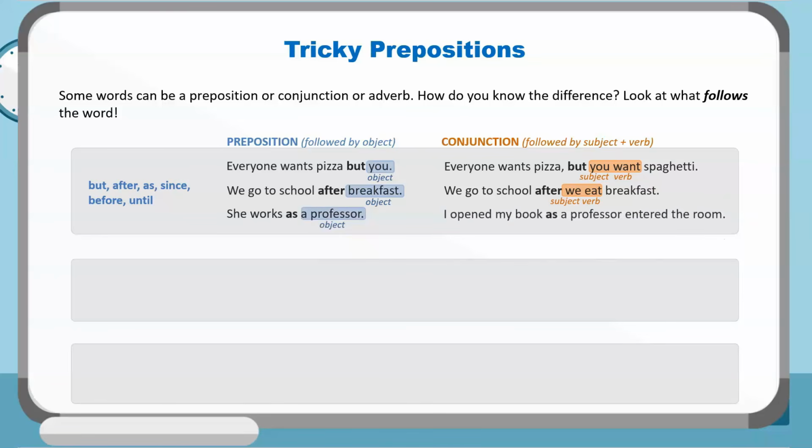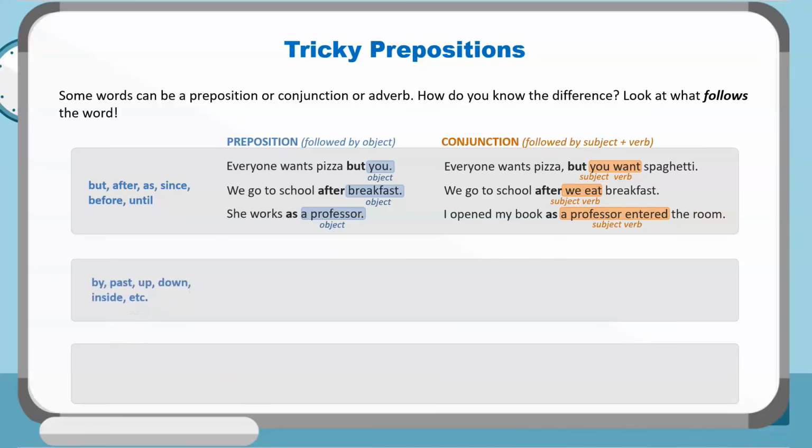Look at this example. I opened my book as a professor entered the room. Again, we see that as is followed by professor, but a little further, we see the verb entered. Because the word as is followed by a subject and verb, we know that it's a conjunction in this sentence and not a preposition. Here's another group of words that can be confusing.